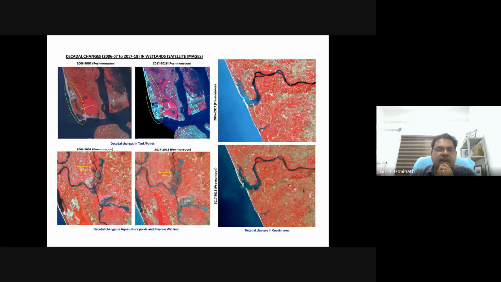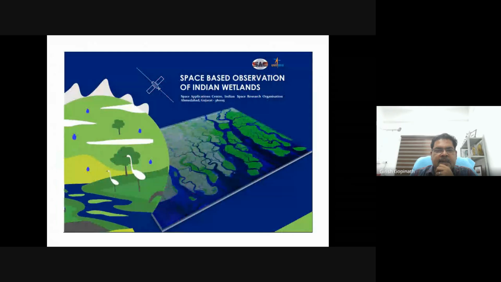That means there is a lot of urbanization, because in that area a lot of petroleum factories like Petronet and BPCL came up after 2006. In this image, on the bottom part, you can see a lot of changes in aquaculture ponds also. Some have entirely diminished when you compare 2006 to 2018. Some aquaculture ponds are disappearing. So these changes you can easily map from satellite data.